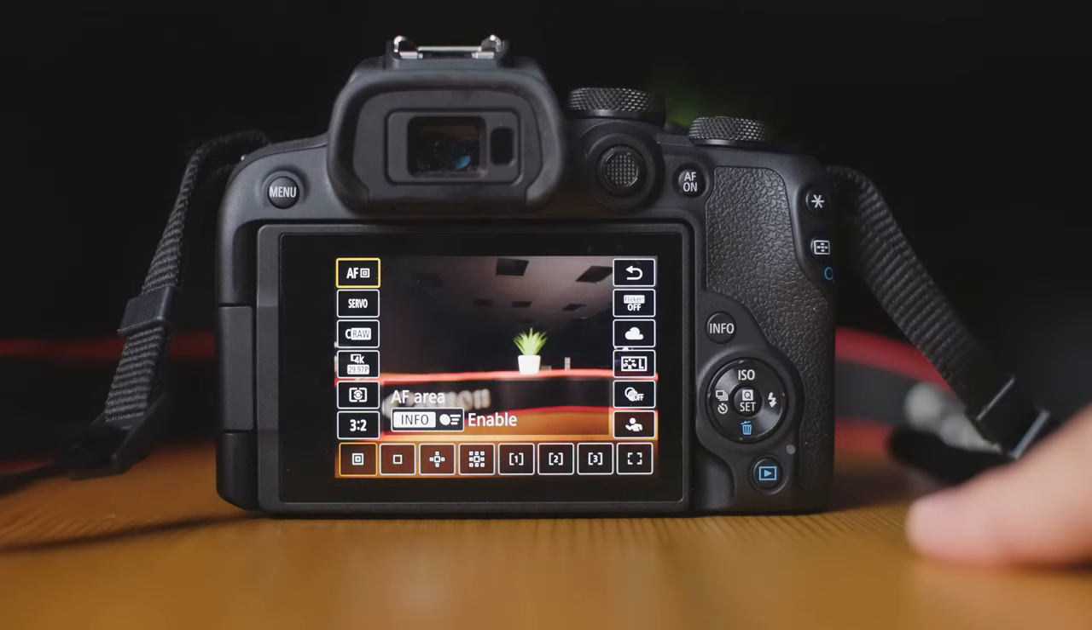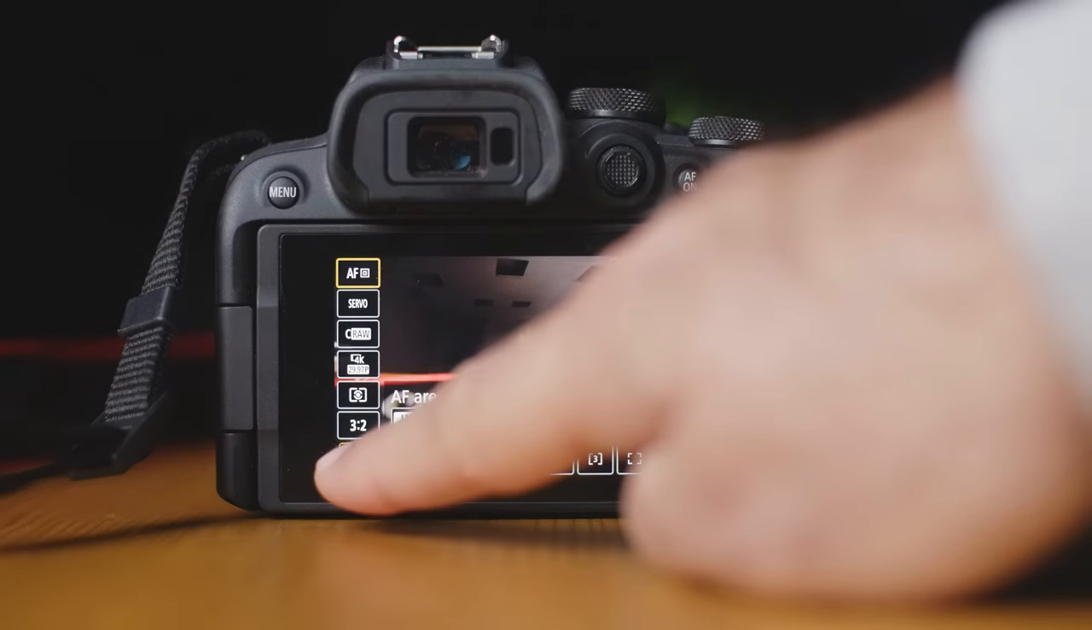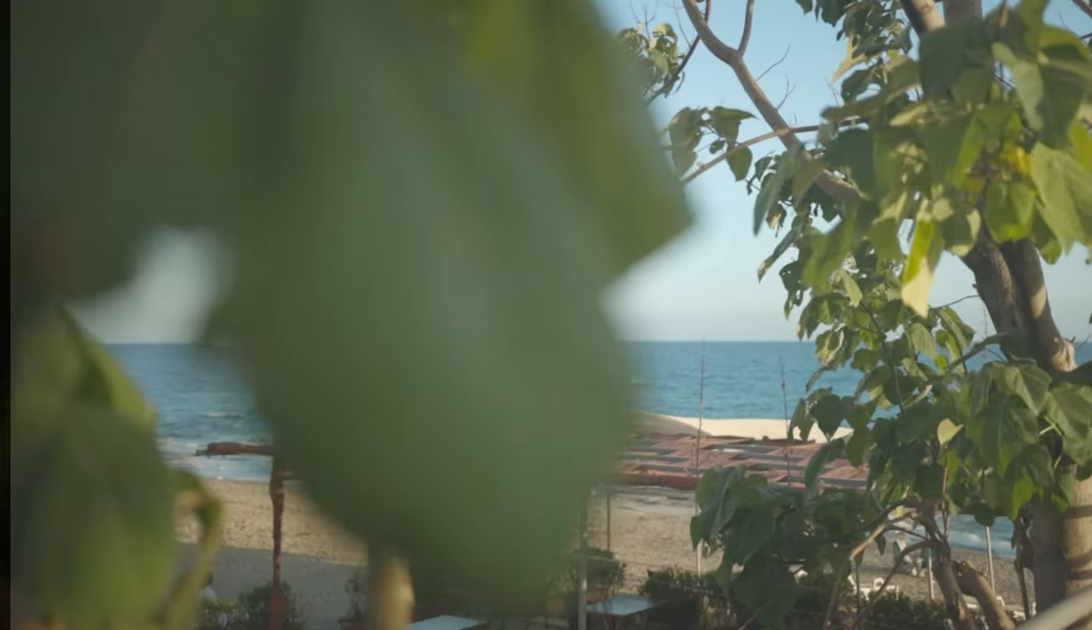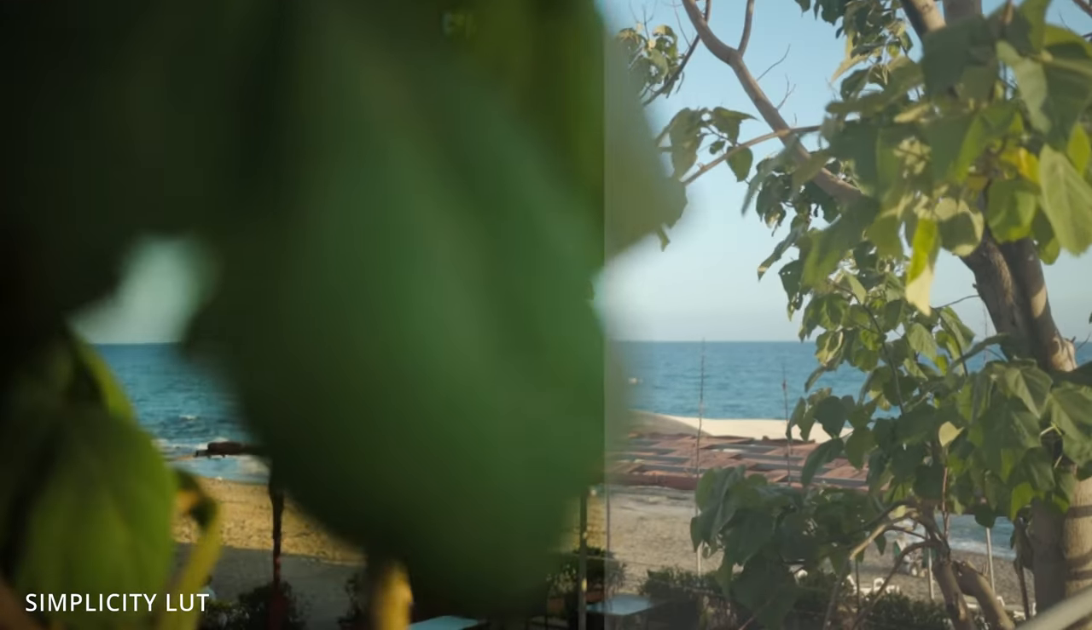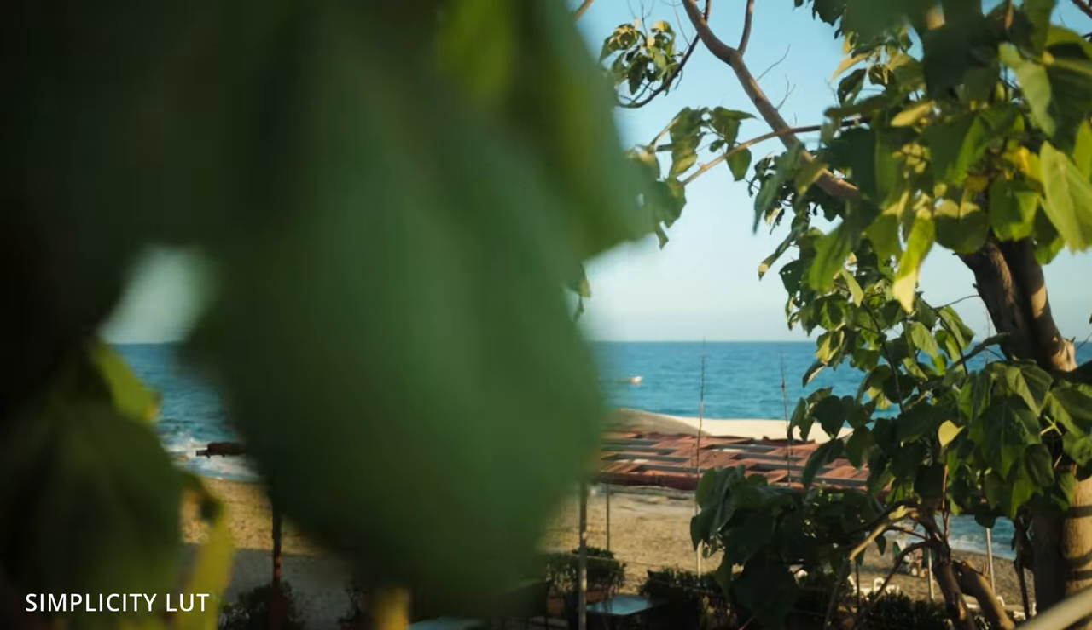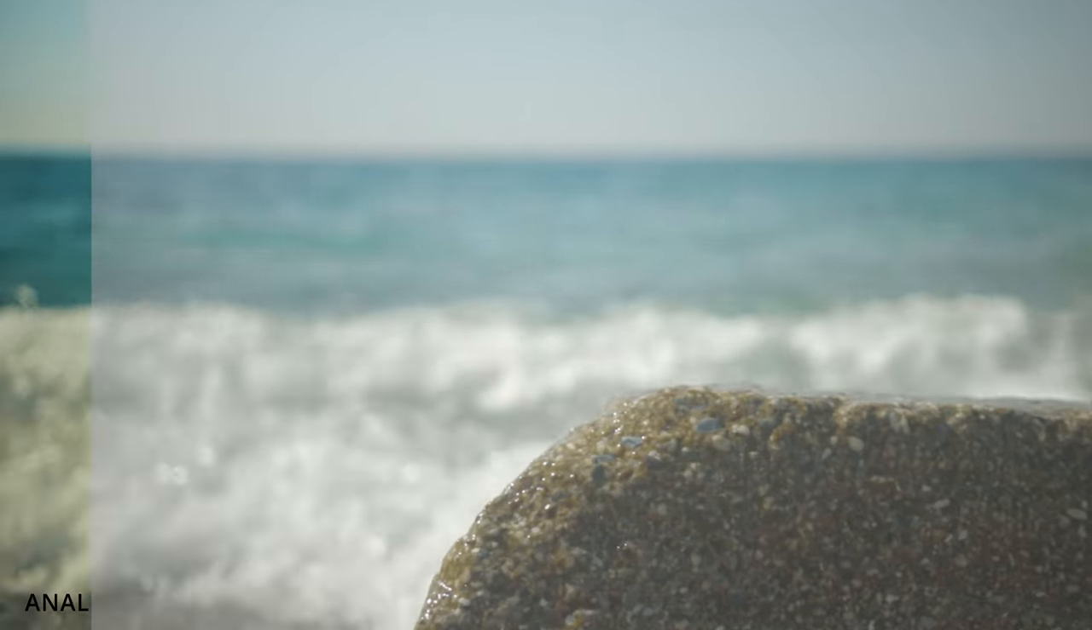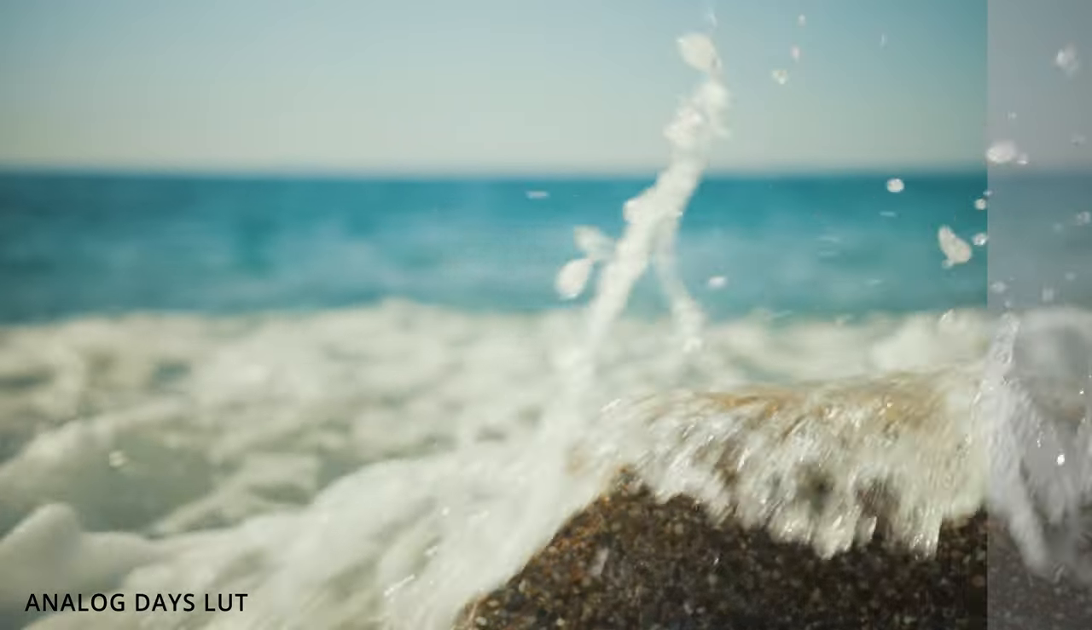So that's pretty much it, except for one last thing, which is your picture profile. You can set your picture profile to standard, and that's going to give you a decent image straight out of the camera. You don't have to really mess with it. You can also use something called LUTs. LUTs are lookup tables, so it's like a preset. Once you apply it to your footage, it's going to automatically give you a certain look. There are all types of different creative LUTs that you can use that are going to do an automatic color grade for you.